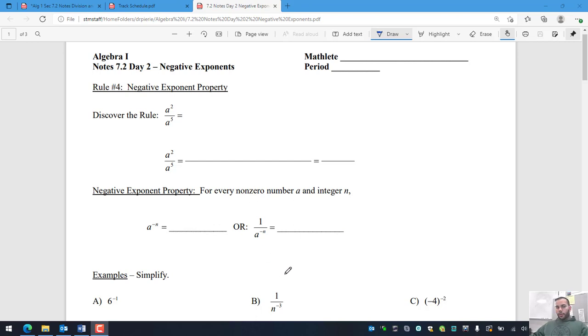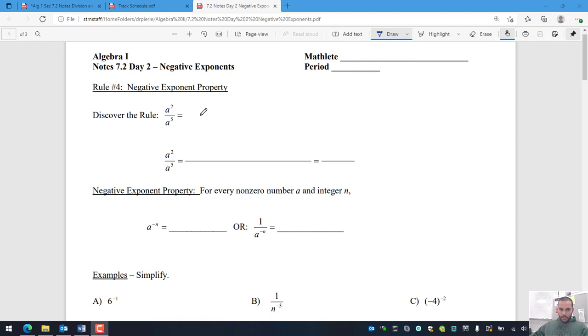Okay, so in this video, we're going to talk about our fourth exponent property, which has to do with negative exponents. So let's make sense of this situation. Let's say we have something like a squared divided by a to the fifth power. So we have the same base for both the top and the bottom, and if we're using division, our rule is, okay, we take the top number and subtract the bottom number.